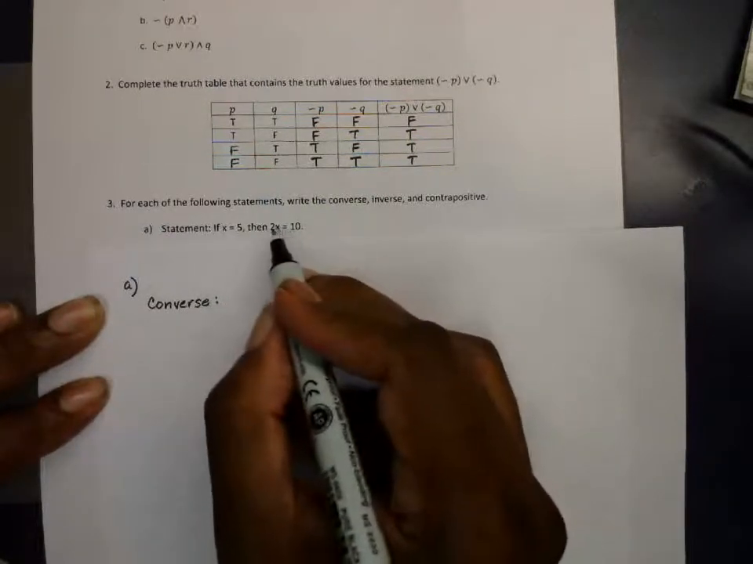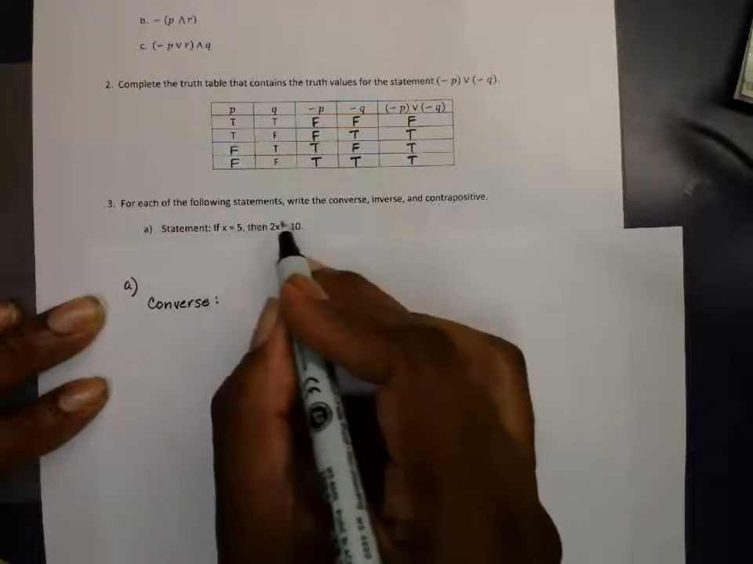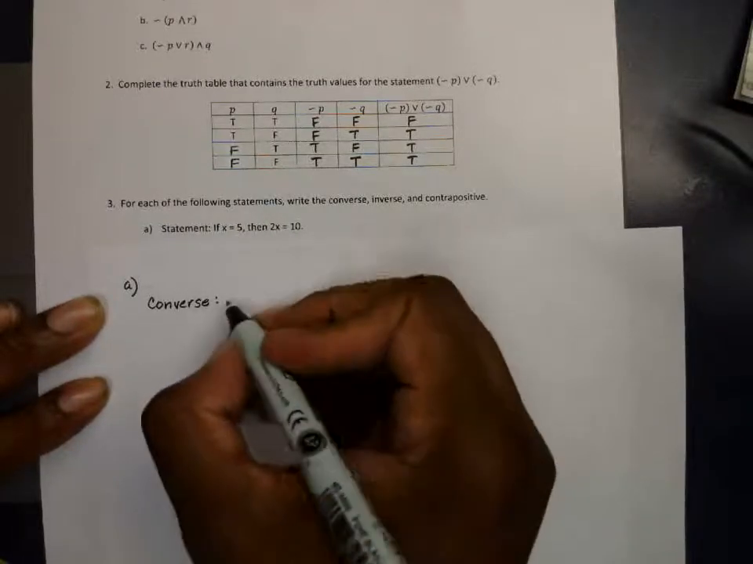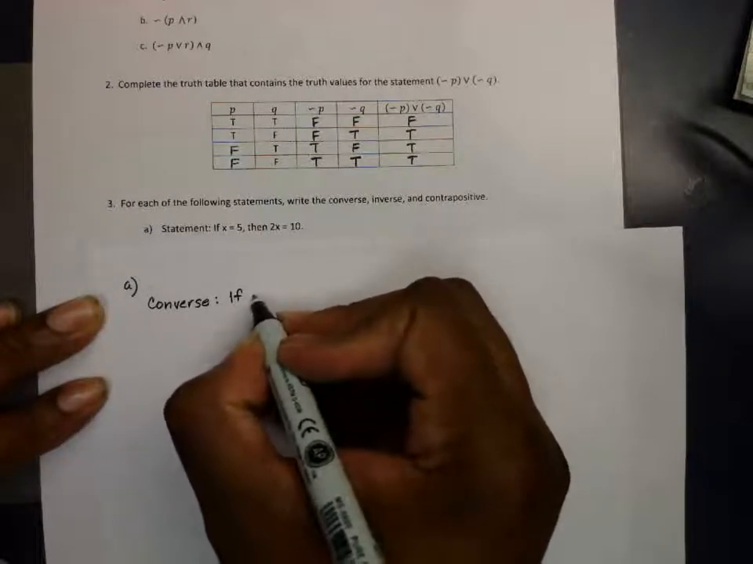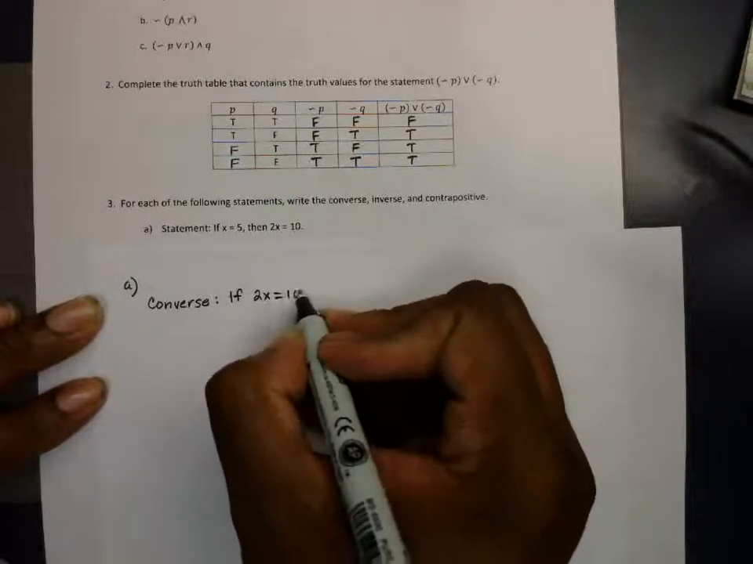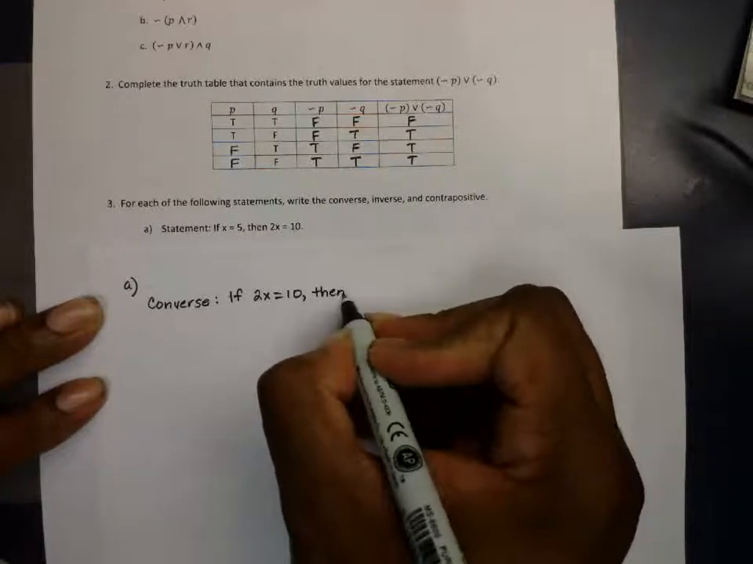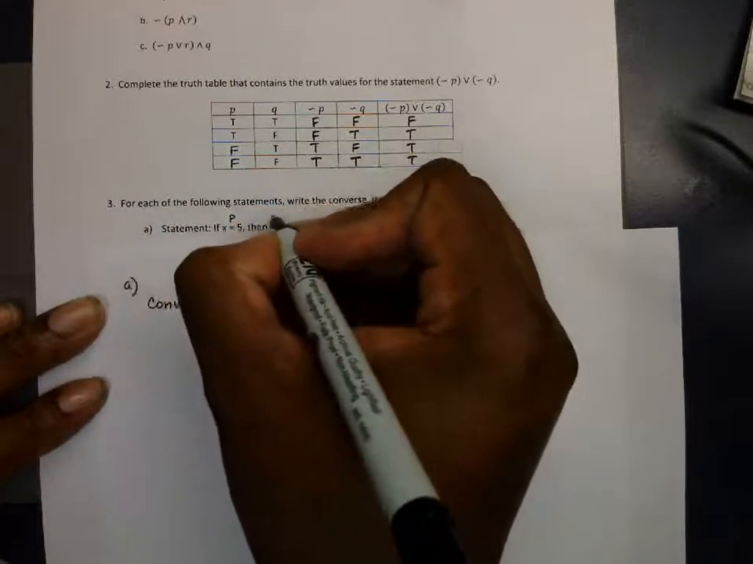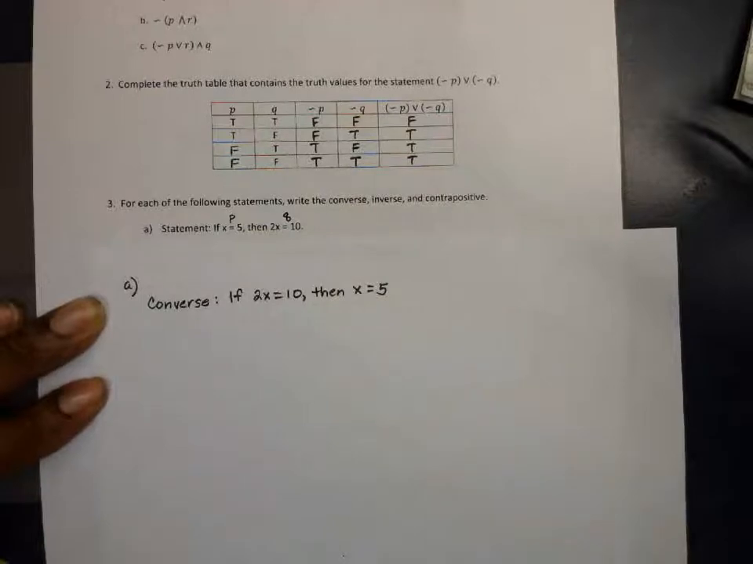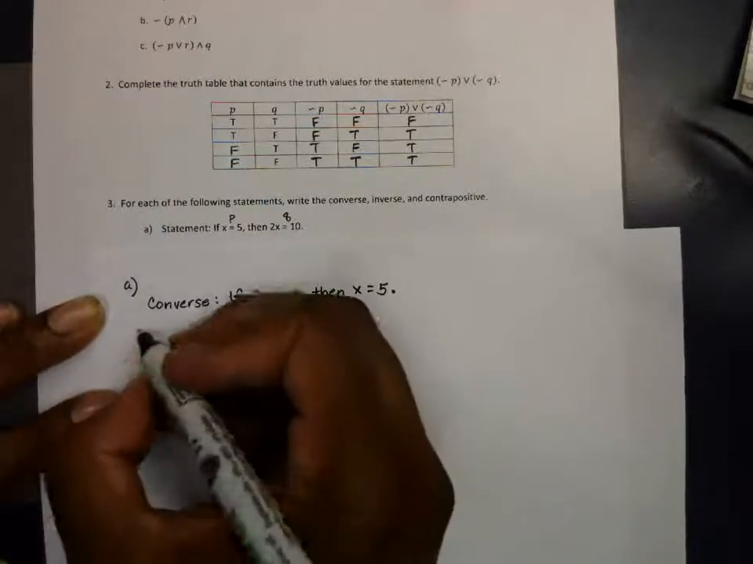The converse is just this. We just switch these two statements around. And that's going to be this. If 2x is equal to 10, then x is equal to 5. Okay? This is like if p, then q. So the converse is going to be if q, then p. So if 2x is equal to 10, then x is equal to 5 would be the converse.